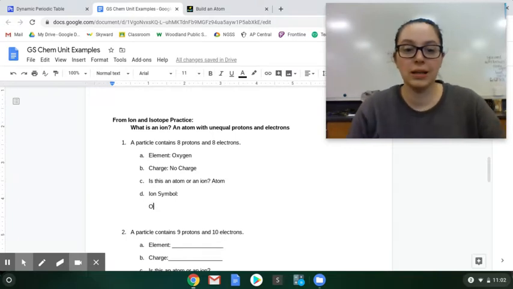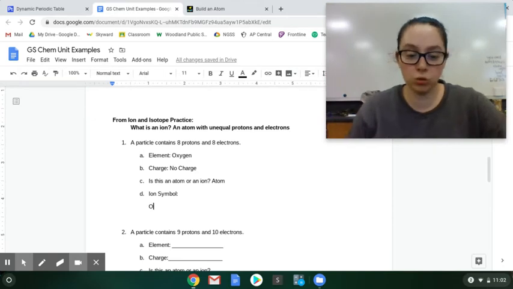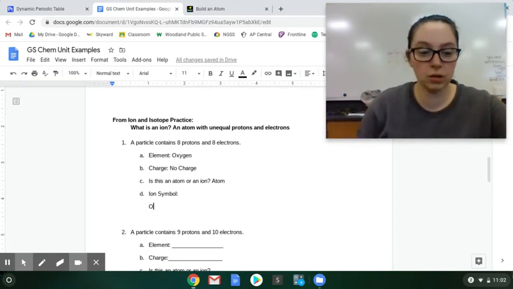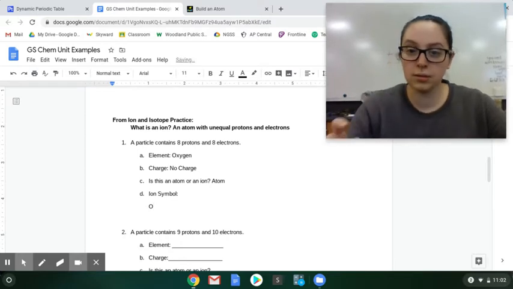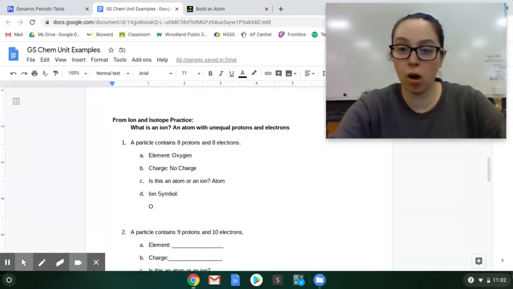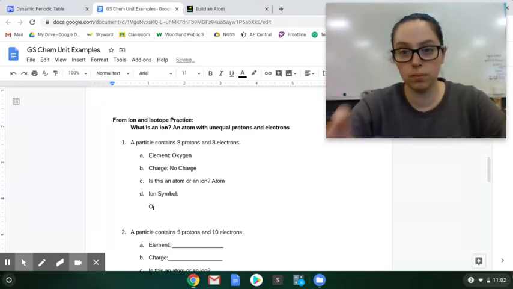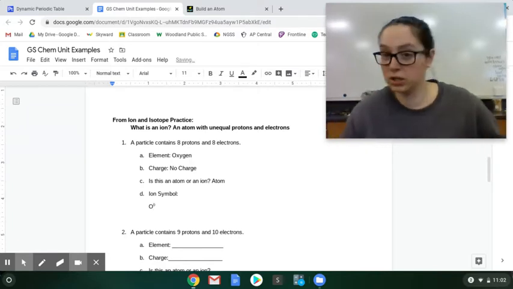In order to do a superscript or a subscript, I need to hit Control. Control and the period button gives me a superscript. You just hit Control and period to bring it back. Control comma gives you a subscript. So I want a superscript. I have a charge of 0.